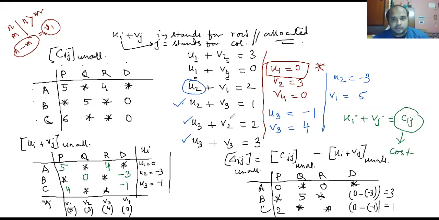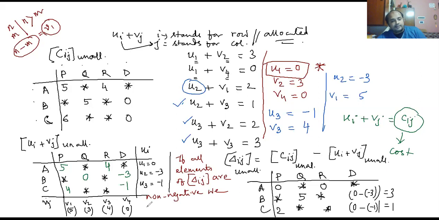So the theorem goes like this: if all the elements of the delta ij matrix are non-negative, we can say that TC is minimal. So the TC which you have got here, that is rupees 50, is an optimal, that is minimal transportation cost.